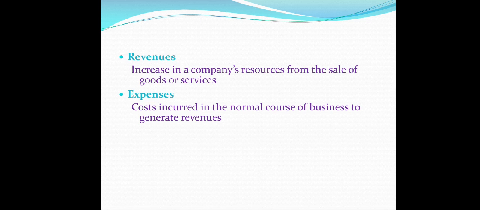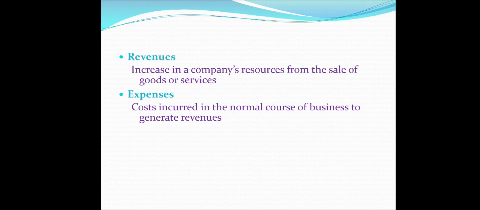So if a question asks you what are the elements of financial statement, then you know the answer. The answer is like this. There are 5 elements of financial statement. The first one is asset, second one is liability, third one is owner's equity, number 4 is revenue, number 5 is expense.